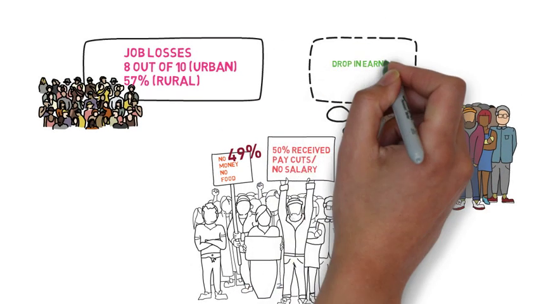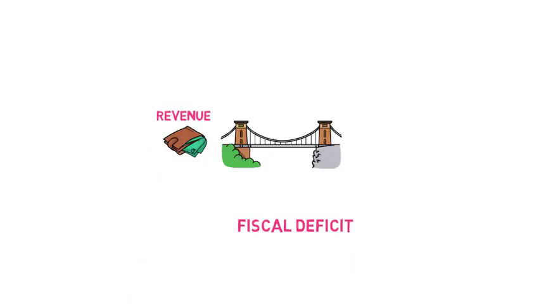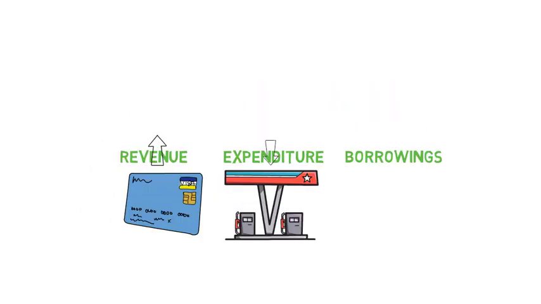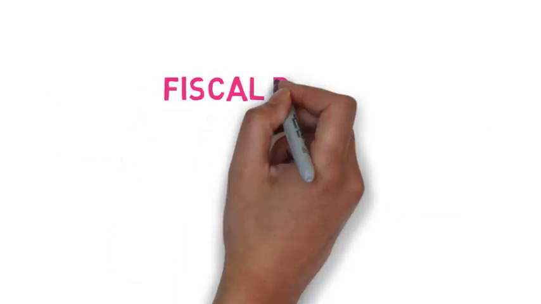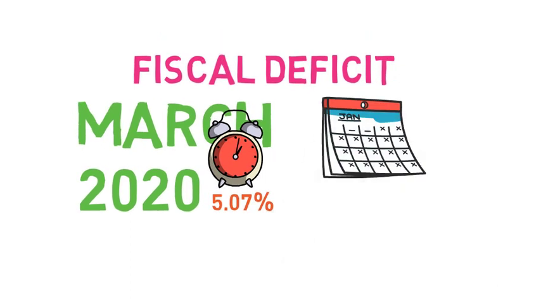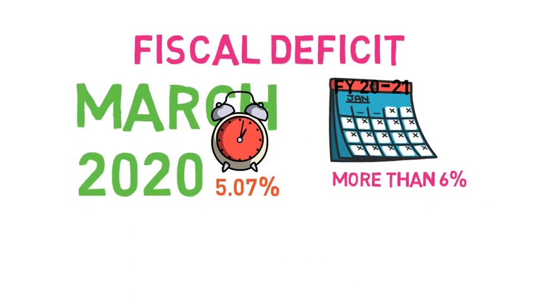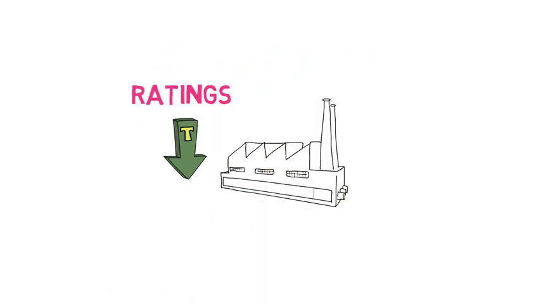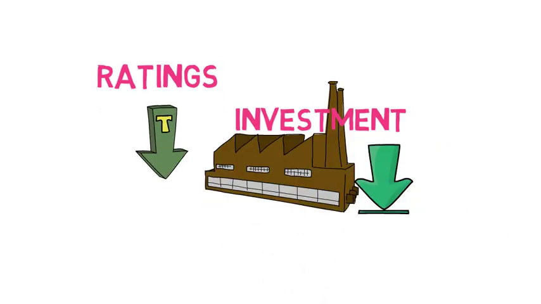This is all going to impact the revenue of the government and the fiscal deficit. Fiscal deficit is the gap between revenues and expenditure of our government. The gap can be filled by either reducing expenditure, increasing earnings, or by borrowings. India's fiscal deficit stood at 5.0% in March and is expected to go beyond 6% due to the economic slowdown. A high fiscal deficit is not good for the economy as it can lead to a rise in prices and can severely impact sovereign ratings. Low ratings significantly reduce investment in the country.